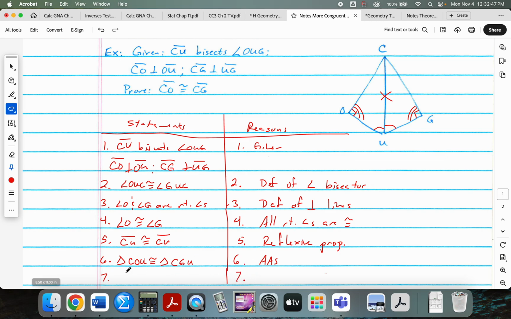And then, if the triangles are congruent, then any corresponding parts will be congruent. So CO is congruent to segment CG by the definition of congruent triangles.